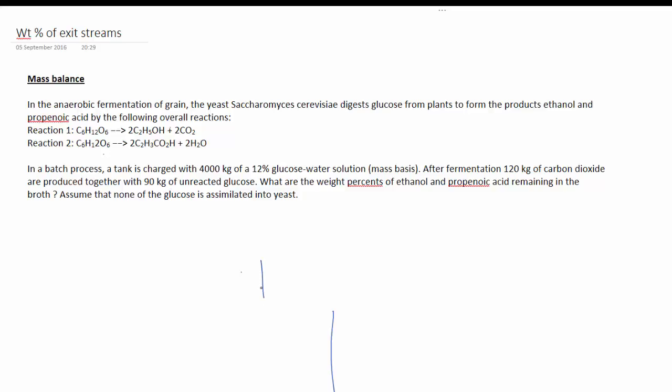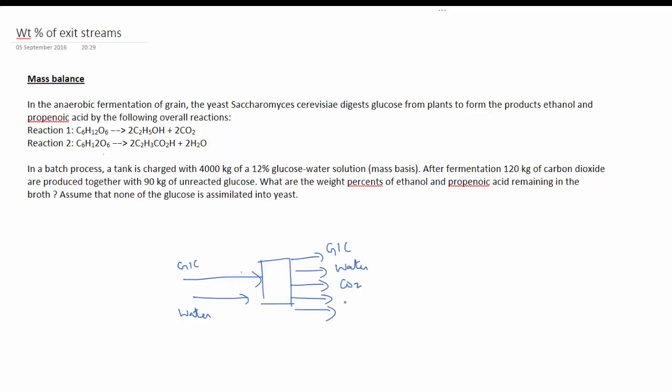So the first thing to do is to draw a flow diagram. So we've got streams coming in and 5 streams coming out: glucose and water, and similarly glucose going out, water going out, carbon dioxide, propionic acid, and ethanol, and all these are out. I'll put the suffix O and the suffix I for the inlet. The total mass is 4,000 for the inlet stream. That means the total mass for the outlet stream has to be 4,000. Glucose is 12%. That means water has to be 88%.